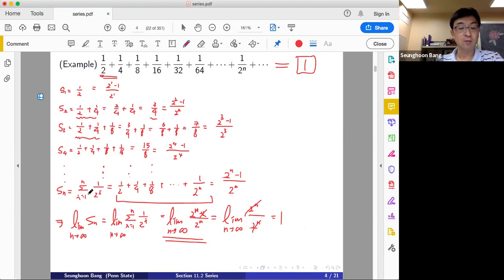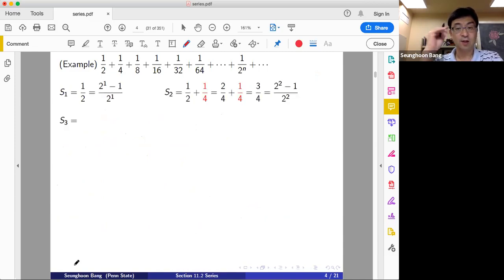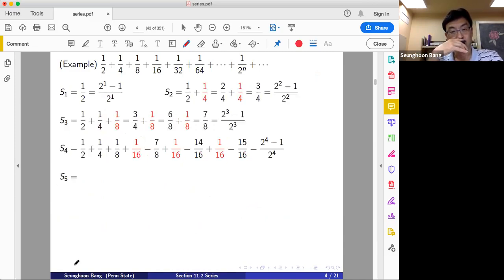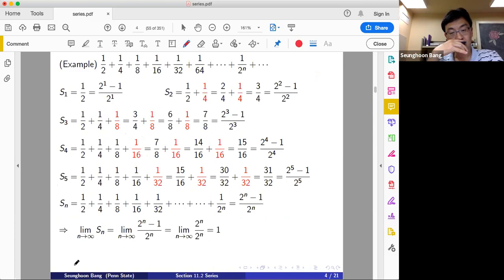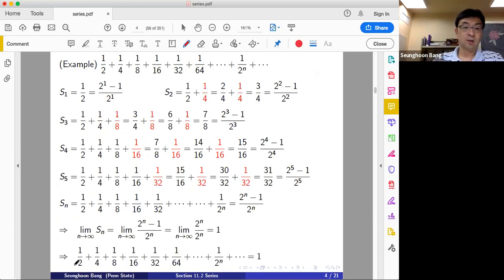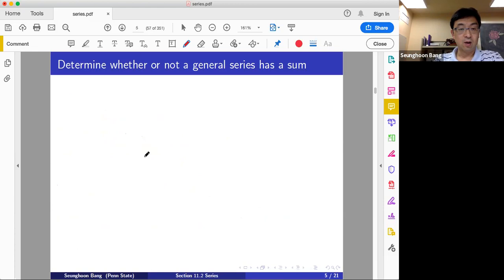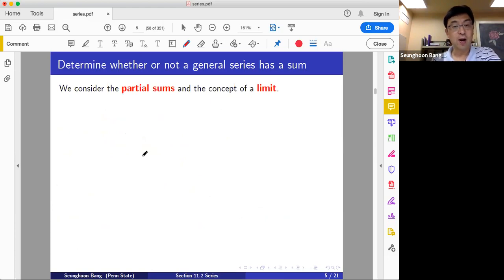How can you solve this problem? You just use partial sums and take the limit. This is the whole idea for solving this problem. So how can you check whether a general series has a sum or not? We consider the partial sum and the limit from the previous example. S1 is only one term, A1.